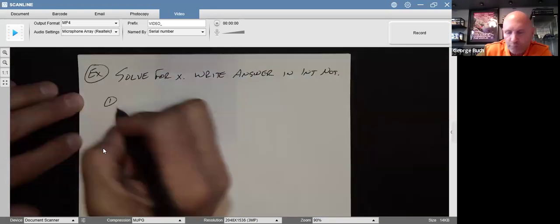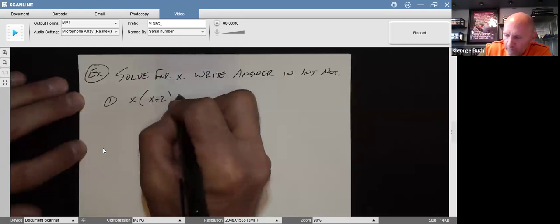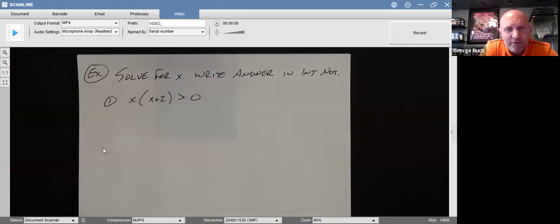So the first one, we have x times x plus 2 is greater than 0. All right, there were like 9 steps, I think it was, for solving these. So the first thing, have to have 0 on one side. We have that. Have to have one term. We just have the one term, the product. Factor it if we need to factor. It is already factored, so there's nothing to do there.